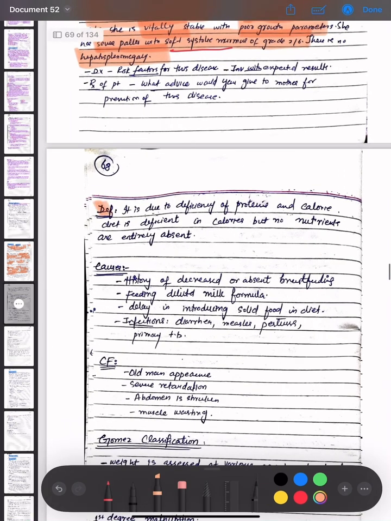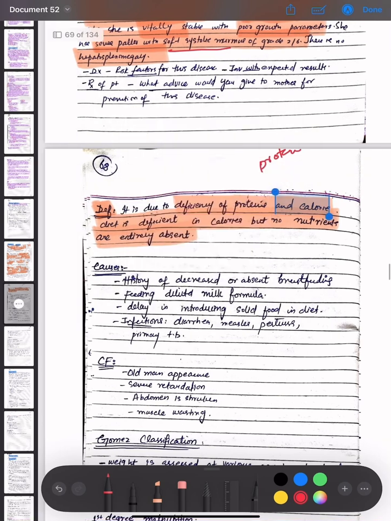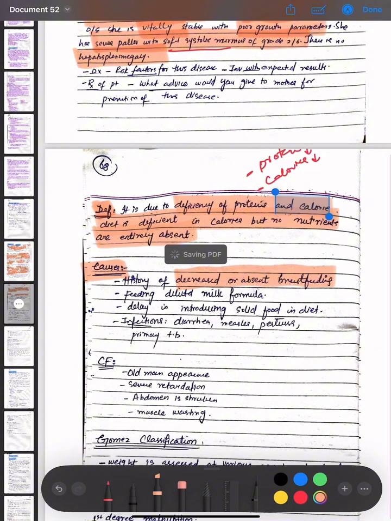So the definition of marasmus is that it is due to deficiency of proteins and calories. Diet is deficient in calories but no nutrients are entirely absent. Proteins and calories are deficient, but the overall diet is not deficient. So this is the deficiency of proteins and caloric diet. And the causes of marasmus are history of decreased or absent breastfeeding, feeding diluted milk formula, delay in introducing solid food in diet, and infections, that is diarrhea, measles, pertussis, and primary TB. These are the main causes of marasmus.